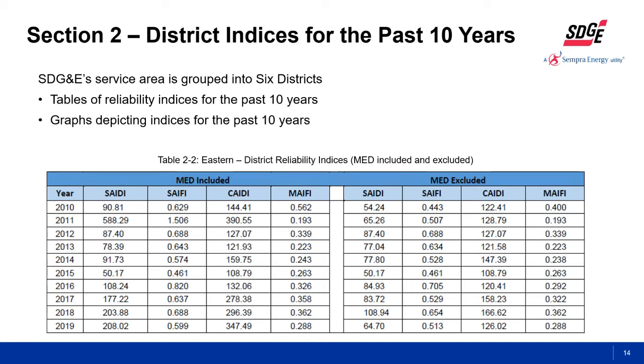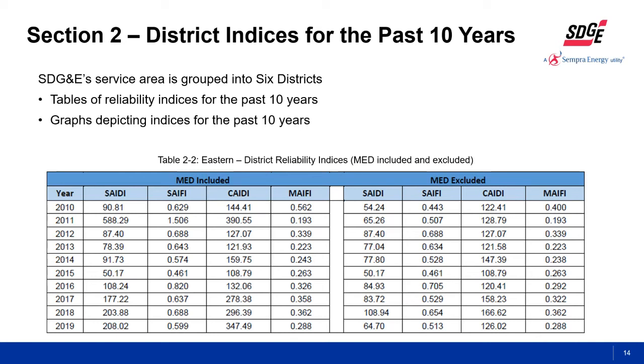So the SDG&E service territory is divided into 6 operating districts. We do track the reliability statistics in aggregate, and we also track them on a district-by-district basis. And this is in part in recognition of some of the unique operating challenges that each one of the districts face. Some districts are more coastal, some are more inland and mountain, some are more urbanized.